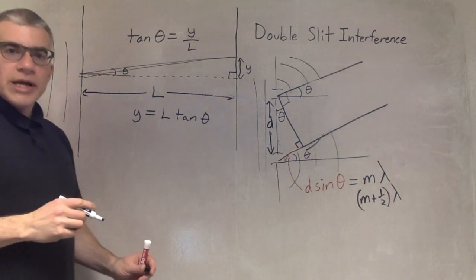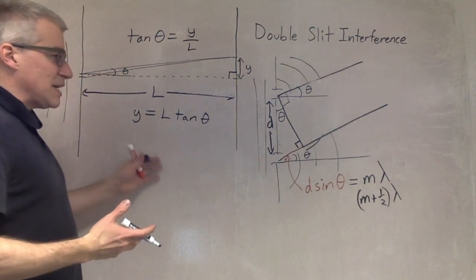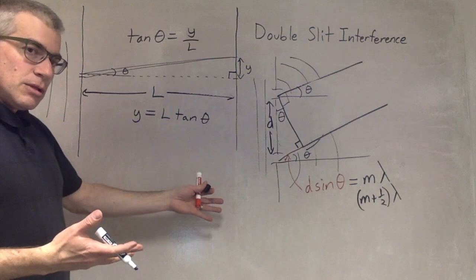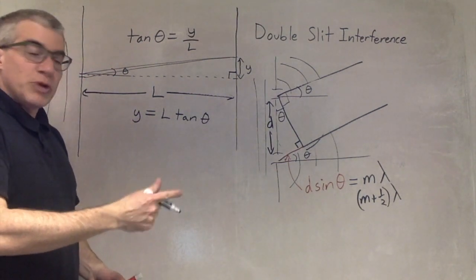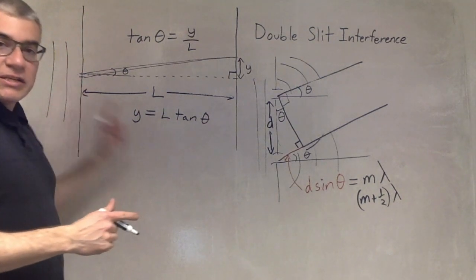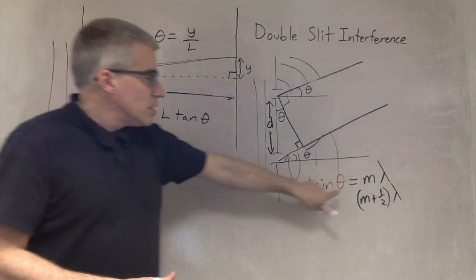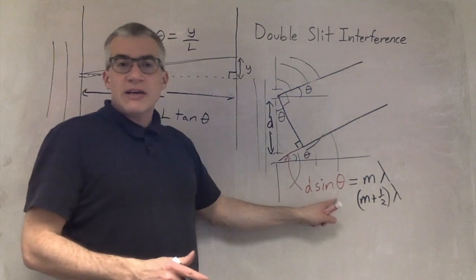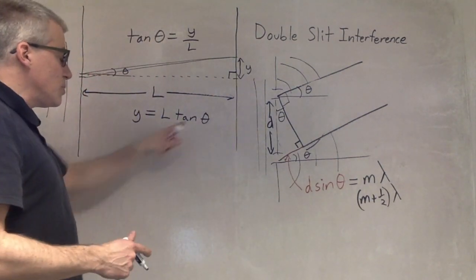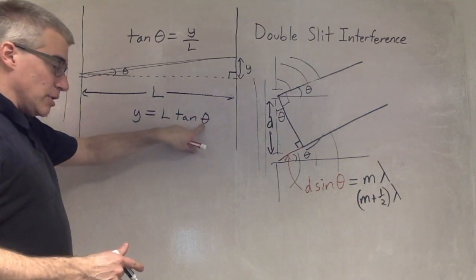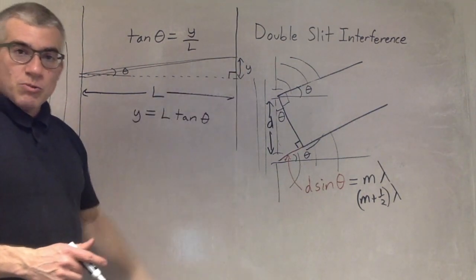All right, but we might be finding out the angle from knowing the wavelength and which maximum or minimum we want, and knowing the spacing of the slits. So if we know this, and we know this, we're trying to find out theta. That would give us theta, which we could then put in here and find out what delta y is.